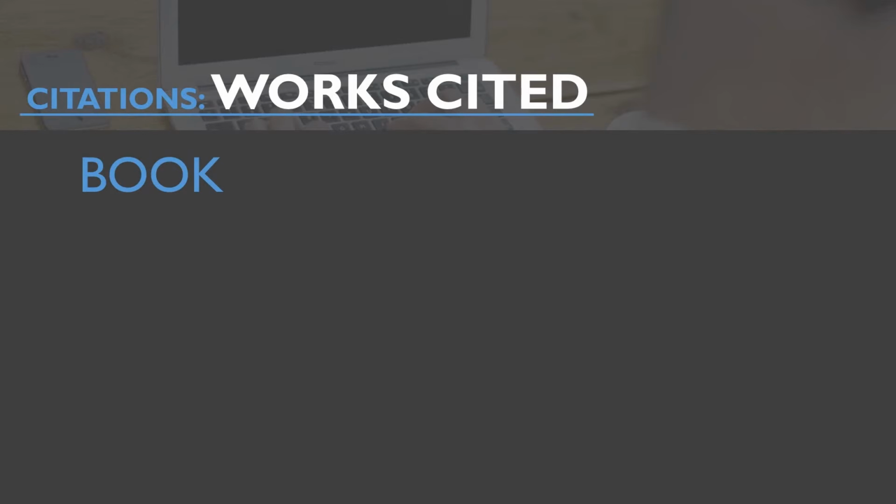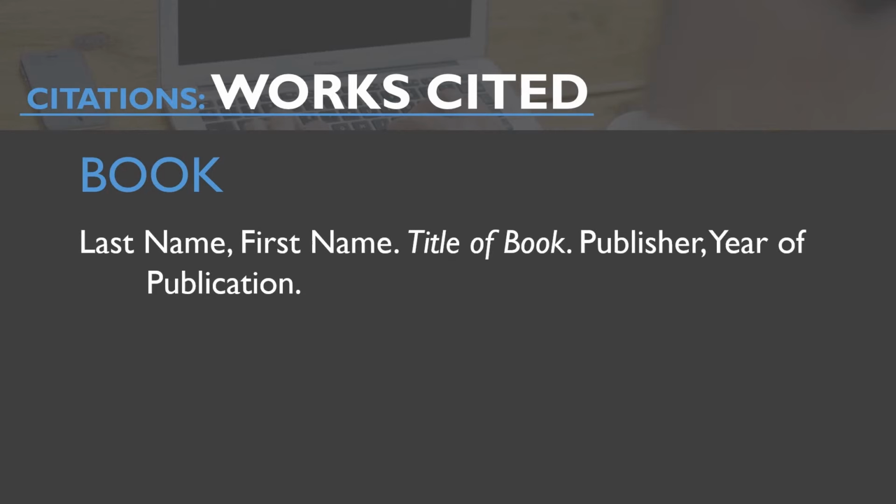Alright, let's start off with the book. So the book starts off with the last name and first name of the author. You'll see that there's a comma in between and a period at the end. Then we write out the title of the book and notice that it's in italics. We place a period there. And then we include the publisher with a comma and the year of publication.